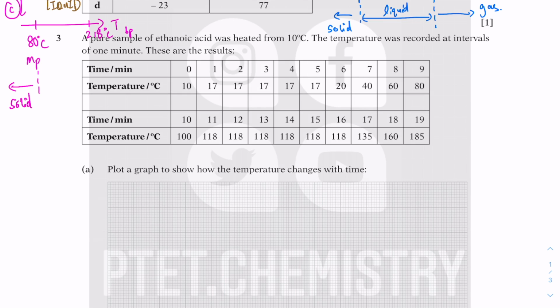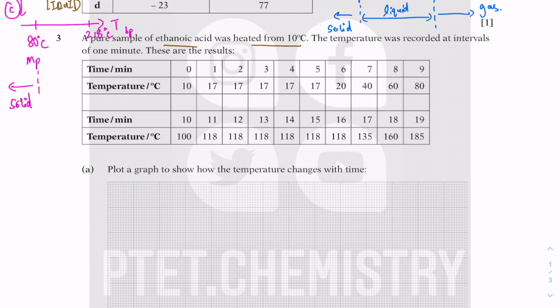Question 3 is asking about a pure sample of ethanoic acid. You heat it from 10 degrees Celsius, so you're expected to plot a graph. One of the most important skills in chemistry, in fact in any of the sciences including biology and physics, is graph plotting. It might be easy to do this on computer software like Microsoft Excel, which you might or might not know how to do. But in a real exam, you are still expected to do it by hand. All right, so let me just get started.